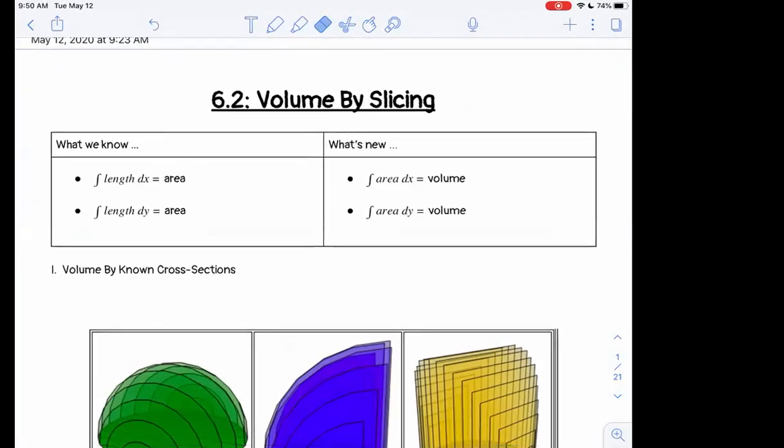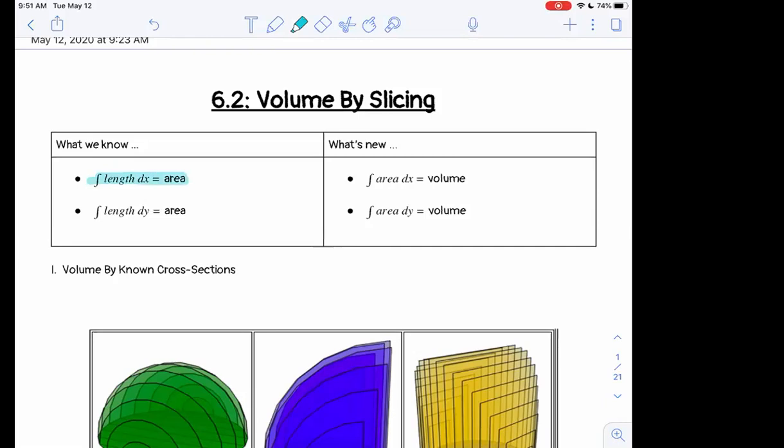All right, so we have 6.2 volume by slicing. And what I wanted us to start off with today is rooting our idea of what we've been studying when we talk about integrals. With integrals, yeah, there's a process, right? There's a power rule, there's the U substitution, there's these different rules. But at the end of the day, no matter how complicated things get, when we integrate a function, what we're ending up with is area.